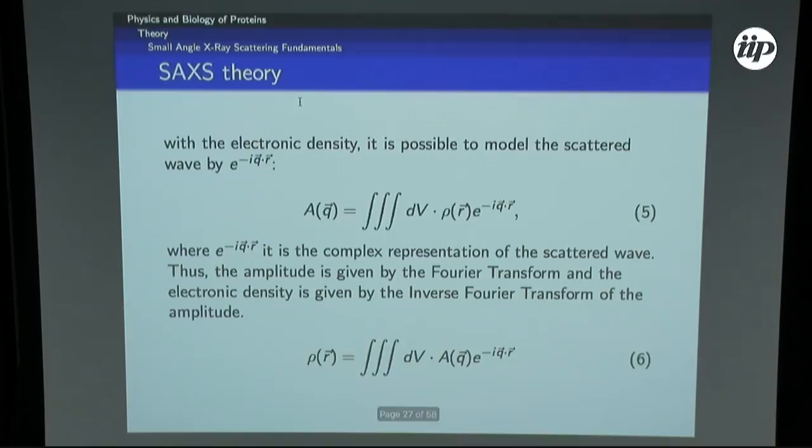And then if you apply the electronic density, then you can write the phase by the exponential of minus iqr. This will give the amplitude. This is the Fourier transform of the phase. And if you do the inverse Fourier transform, you can get the density.